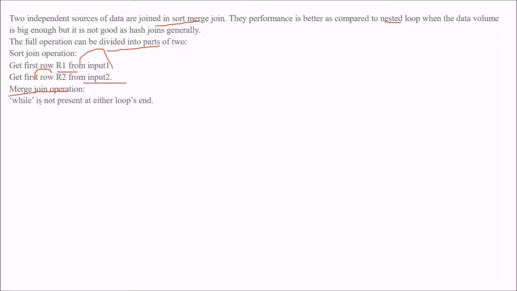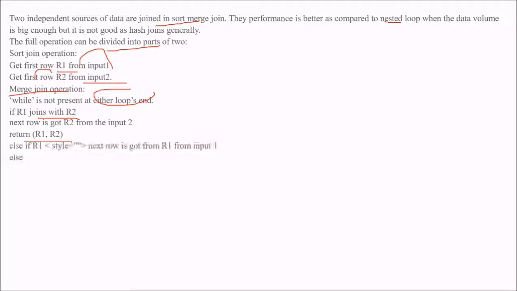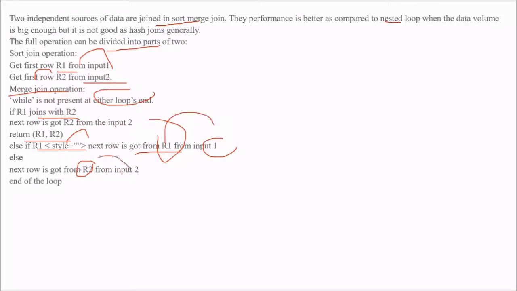While it is not at the end of either loop, if R1 joins with R2, the next row R2 is got from input 2, and we return R1, R2. Else it goes to the next row. The next row is got from R1 from input 1, else the next row is got from R2, either R1 from input 1 or R2 from input 2, and we end the loop.